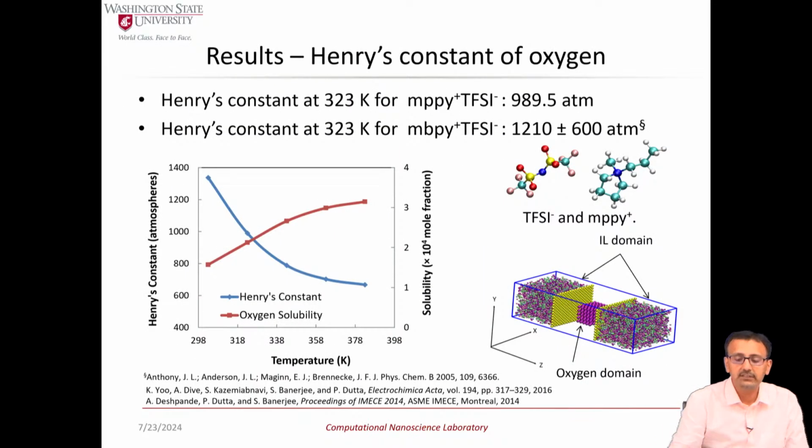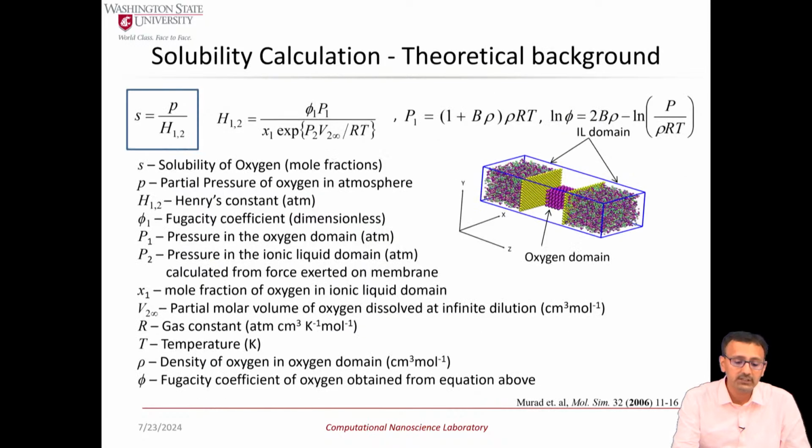So, this is the anion, it is called TFSI, and this is the cation, which is called MPPY, methyl propyl pyrrolidinium. So, we have a liquid salt made of these two ions essentially, and we want to calculate what the solubility of oxygen is. The thermodynamic principle for calculating that property is through what is known as the Henry's constant. If you know the Henry's constant of a gas with respect to a liquid, then the solubility of that gas in that liquid is given by the partial pressure of that particular gas over the Henry's constant. The method for finding Henry's constant is pretty complicated.